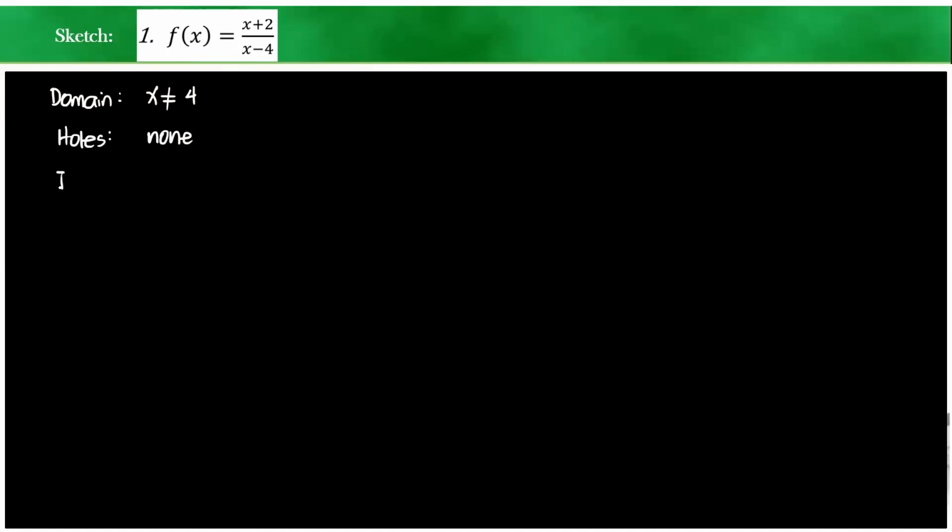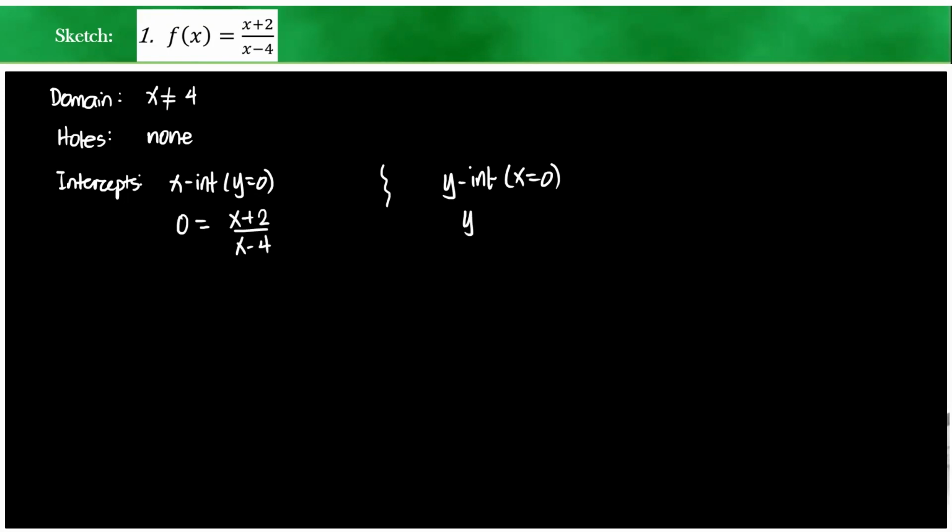Next, intercepts. How many types of intercepts are there? There are 2. Very good. The x-intercept happens when y is 0. And then the y-intercept happens when x is 0. So let's plug in 0 in y. Let's plug in 0 in x.